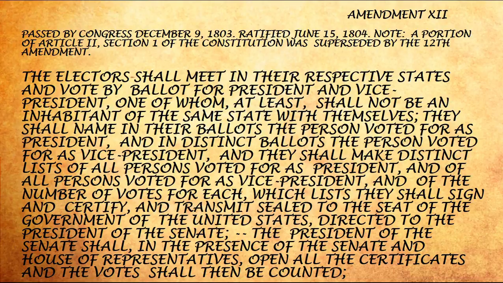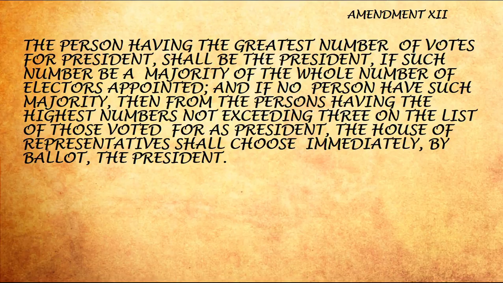The President of the Senate shall, in the presence of the Senate and House of Representatives, open all the certificates, and the votes shall then be counted. The person having the greatest number of votes for president shall be the president, if such number be a majority of the whole number of electors appointed, and if no person has such majority, then from the persons having the highest numbers not exceeding 3 on the list of those voted for as president, the House of Representatives shall choose immediately by ballot the president.